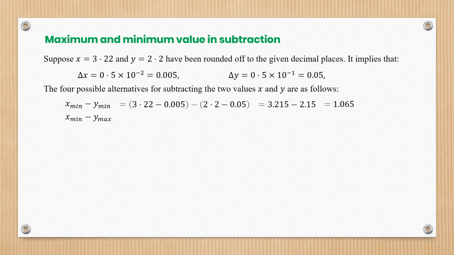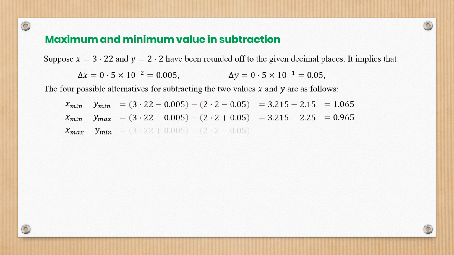Let's look at another alternative where we have x min minus y max. So now on this side I'll subtract and on this side I'll add. So what will I get? I'll get 0.965. Now what if I have x max minus y min? I'm going to have 3.225 minus 2.15, which shall give me 1.075.